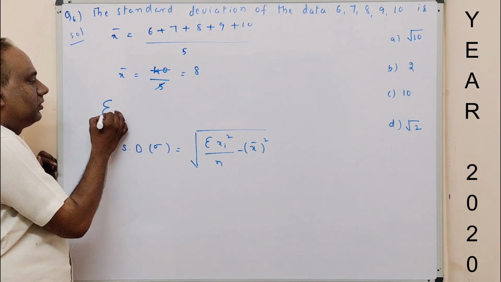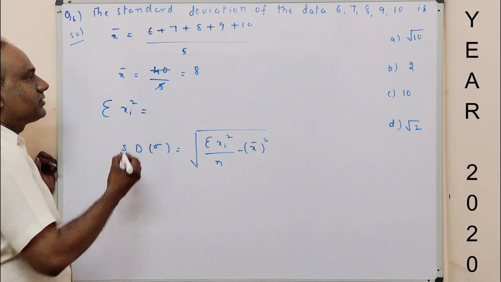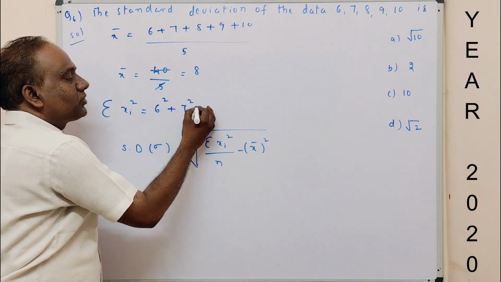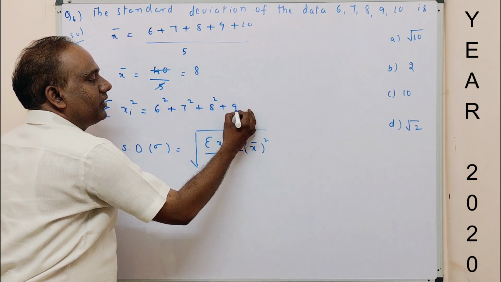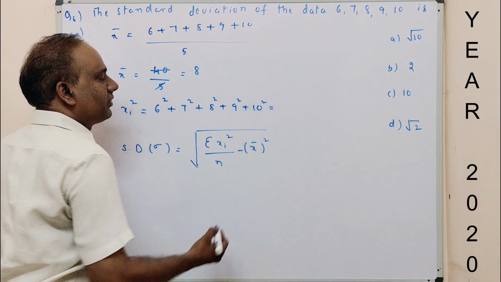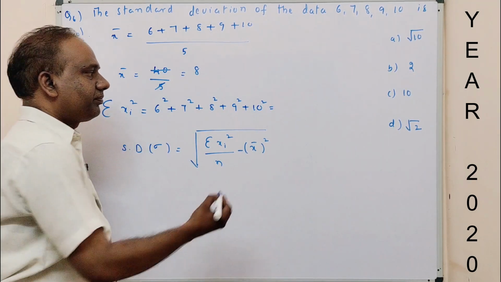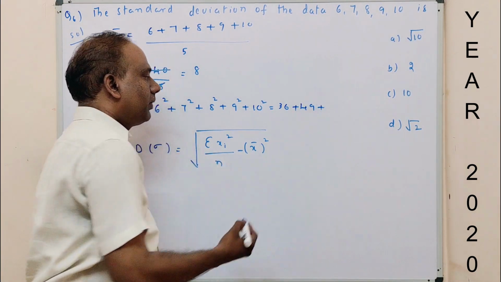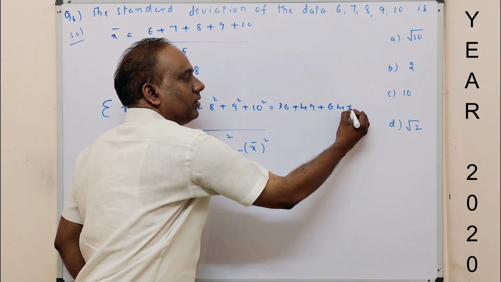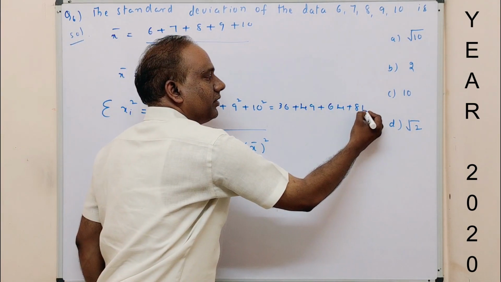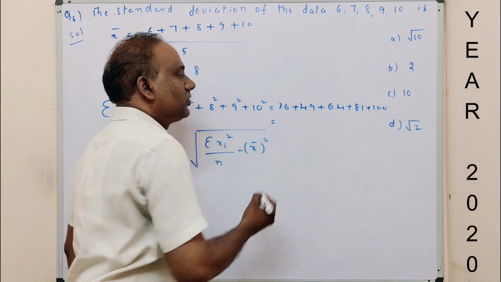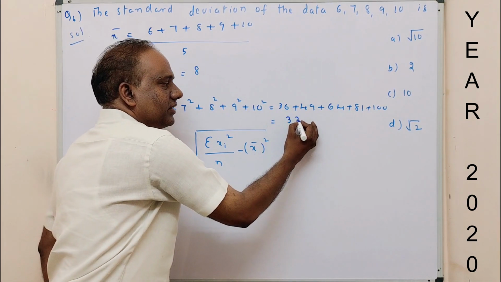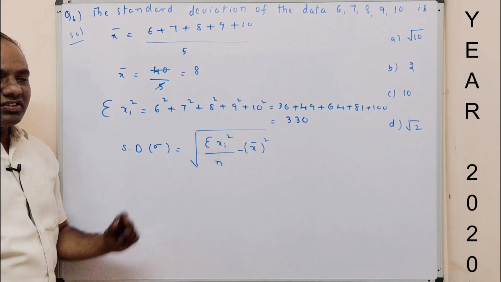Now after we can calculate this value now. So sum of xi whole square. That means here square the values. So 6 square plus 7 square plus 8 square plus 9 square plus 10 square. So 6 square is 36 plus 7 square is 49 plus 8 square is 64 plus 9 square is 81 plus 100. So total value, please you can add, this total value is 330. Now we can substitute here.